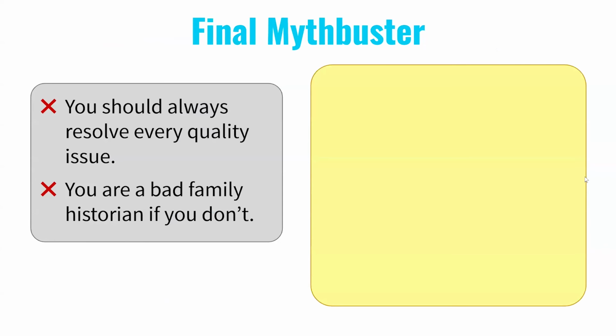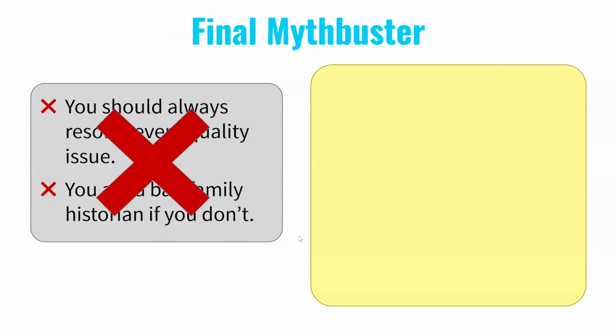Okay, here is the final Mythbuster. So, myth number one, you should always resolve every quality issue. And you are a bad family historian if you don't. Those are myths. That is not true. FamilySearch did not roll out the data quality score to police you or make you feel guilty or anything like that. They rolled it out to help us. They rolled it out to give us some good solid recommendations in four categories, four components, to tell us what we could do to make a profile more accurate and more complete.